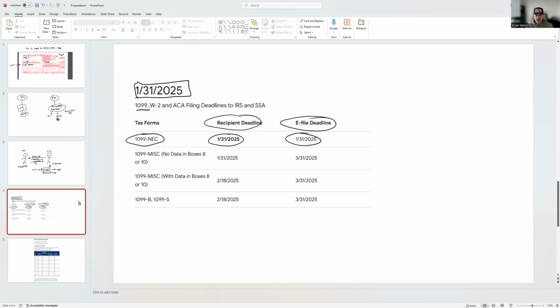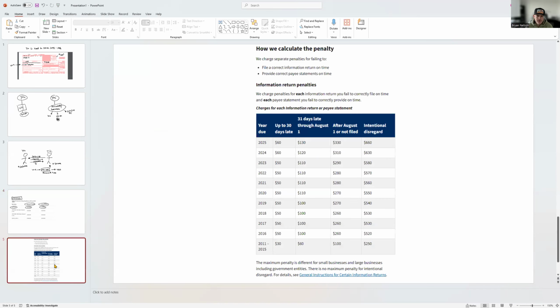Okay. Now, what happens if I don't issue these because I don't think it's important? I don't want to learn how to do it. Then we come down to the penalties section. And so right here for 2024, if these are up to 30 days late, it's a $60 penalty. If I'm 31 days late through August 1st, it's a $120 penalty. After August 1st, $310, and intentional disregard, $630.